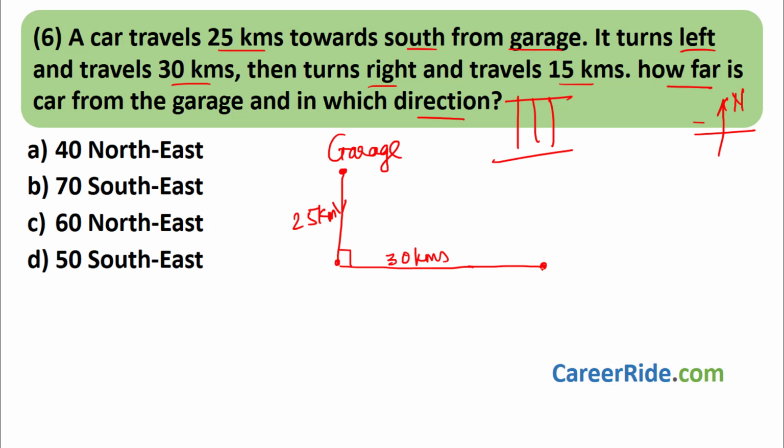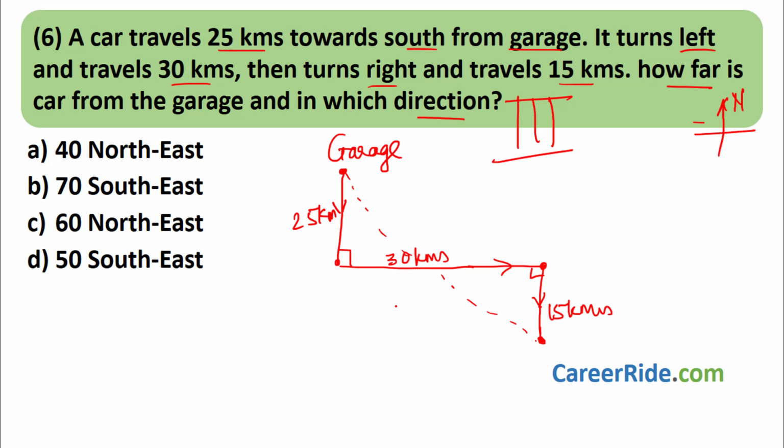Then it turns right and travels 15 kilometers. Again, it turns right, so 90 degrees. The car is traveling like this, turns right, travels 15 kilometers, and reaches over here. How far is the car from the garage and in which direction? Very easy. We have to find how far it is, simply joining these 2 points, and we have to find the length between these 2 points.